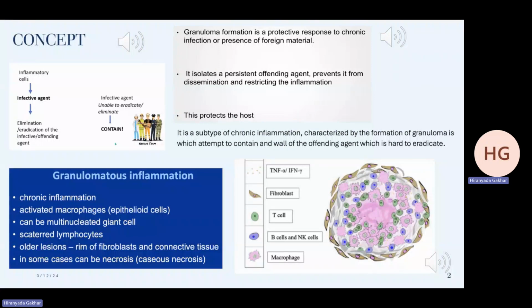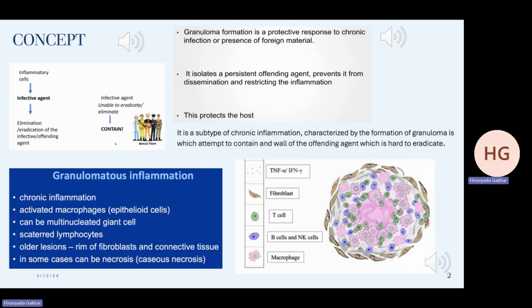Before we dive any further into this topic, it is important that we understand the basic concept of what granulomatous inflammation is. So we have inflammatory cells. Now there's an infective agent, or something that infects or causes harm to your tissue. When that happens, inflammatory cells come to that particular place where the harm is being caused, and they do a reparative and a defensive action. They cause the elimination and eradication of that infective agent, and they also play a role in the repair of that tissue.